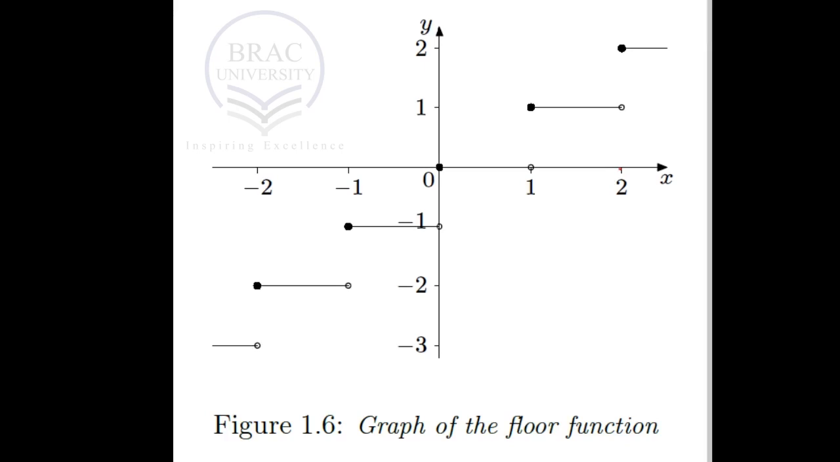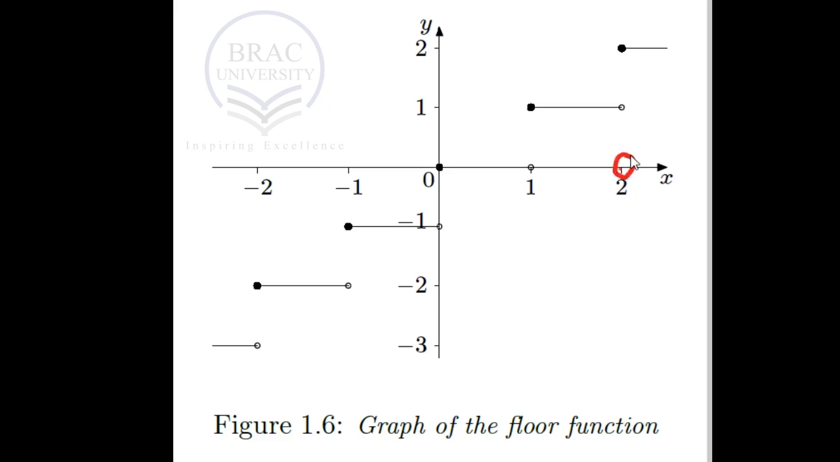So a simple example to understand one-sided limits is the so-called floor function. The graph of the floor function is given here, as you can see. How this function works is that its value at x is the greatest integer less than or equal to x. So let's analyze the behavior of this function at a given point. Let's consider the point x equals 2, which is over here.